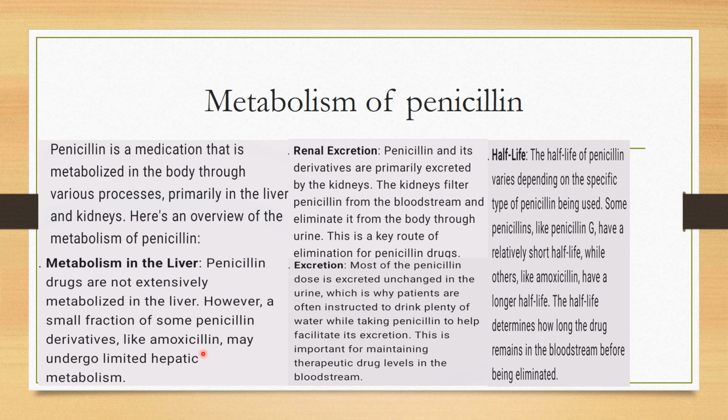There are many different subclasses of penicillin, but most of the penicillins do not undergo metabolism, but some classes undergo various metabolic processes in liver. But penicillin and its derivatives are primarily excreted by the kidneys. The kidney filters the penicillin from bloodstream and eliminates it from the body through urine. This is the key route of elimination for penicillins.